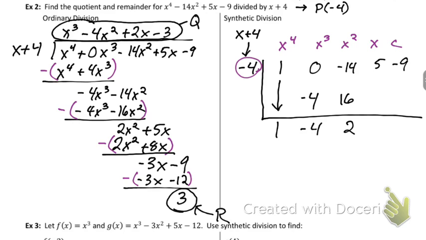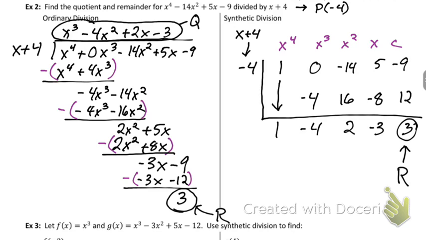Then we're going to take that negative 4, multiply it by that 2, and put that result right there. Negative 4 times 2 is going to be a negative 8. 5 plus a negative 8 is a negative 3. And finally, we're going to take that negative 4, multiply it by that negative 3, throw that guy right there. Negative 4 times negative 3 is going to be a positive 12. Negative 9 plus 12 is going to be a positive 3. That 3 right there is your remainder.